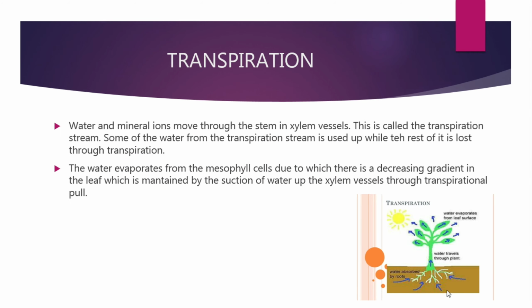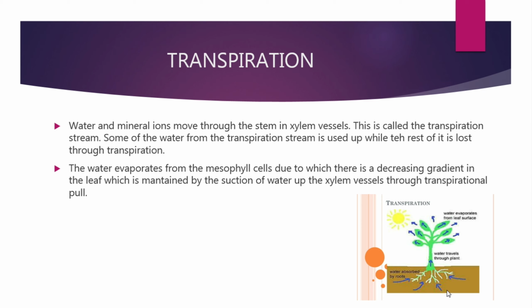So first of all, we need to know what is transpiration. The water and mineral ions move through the stem in the xylem vessels. This is called the transpirational stream. Some of the water from the transpiration stream is used up while the rest is lost through transpiration. Transpiration is the loss of water through the openings inside the leaf called the stomata. Water is lost through the stomata as the water evaporates out of the leaf. So the evaporation of water from the leaf is called transpiration.